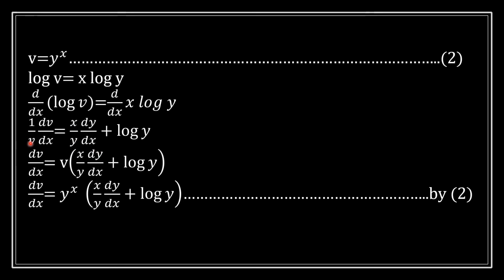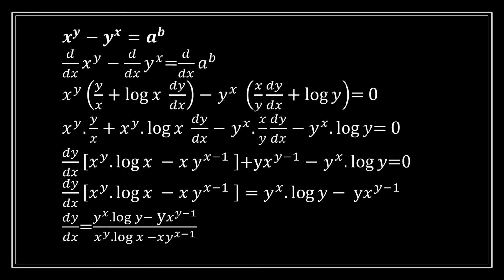Now take this v towards the other side of the equation. Here it is in the denominator, it will go in the numerator. You will get dv by dx is equal to v (x upon y dy by dx plus log of y). Now initially we had taken the value of v is equal to y power x. So kindly put the value of v in this given equation. You will get dv by dx is equal to y power x, which is the value of v, (x upon y dy by dx plus log of y). The question moves to the next slide since it's a lengthy question.